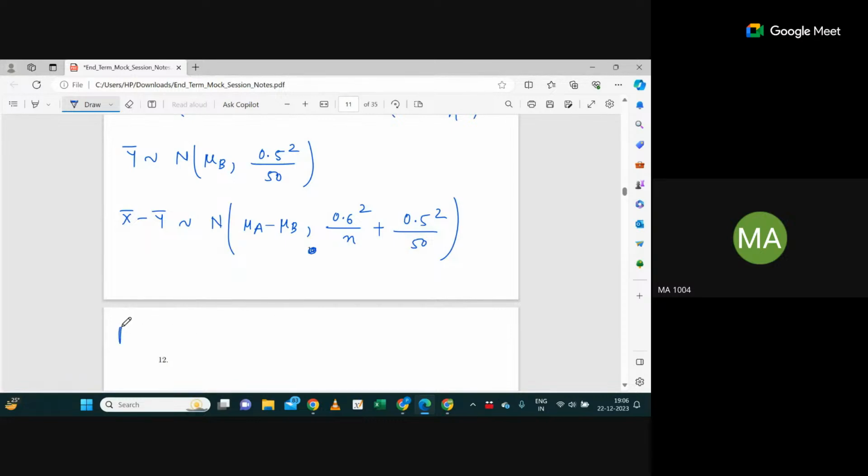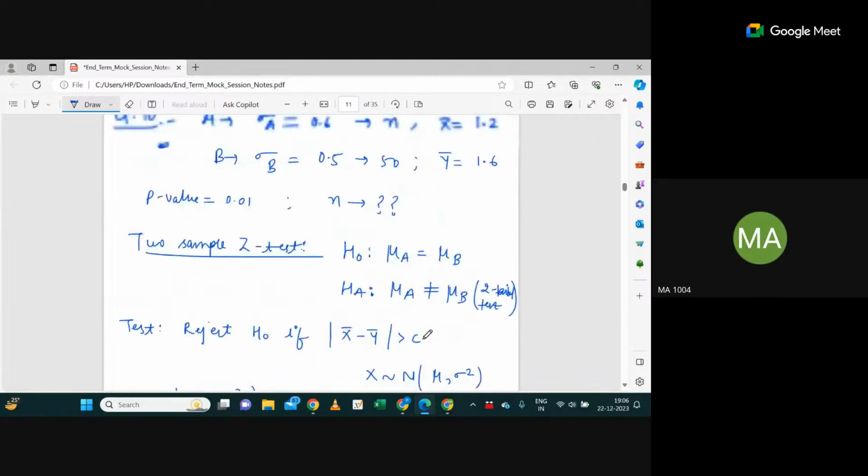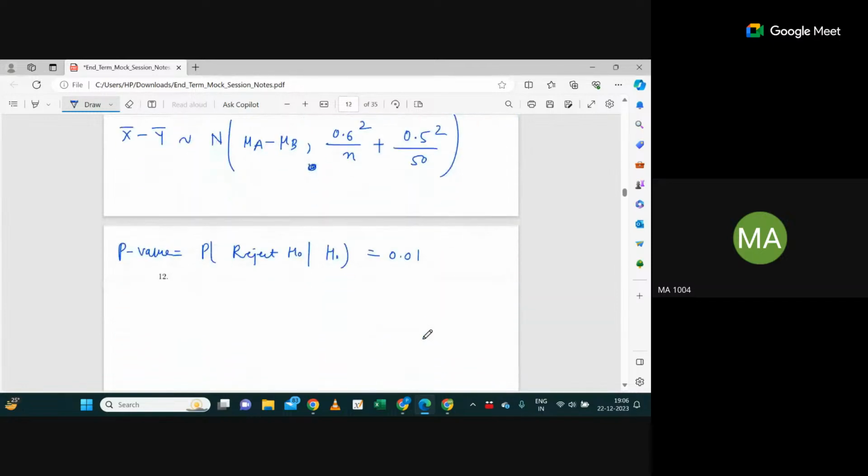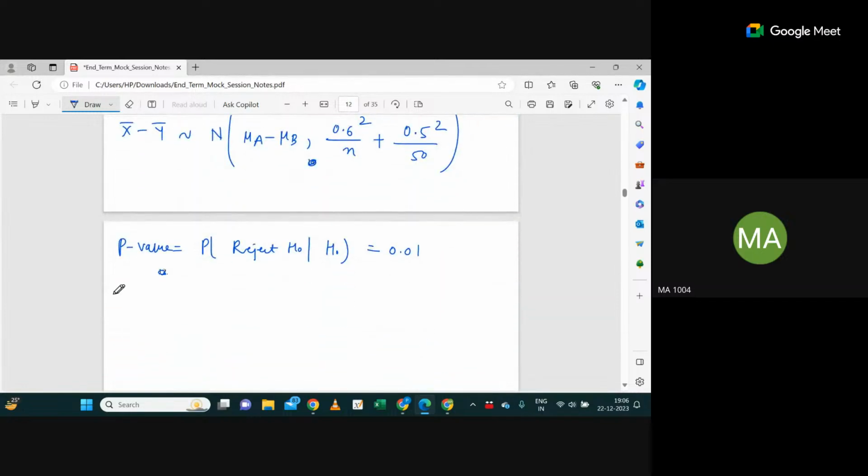Now we will use the p value, which is given to me. What is the p value? The probability of rejecting H0 when H0 is true, and this is nothing but 0.01. This is given to me. Now I will proceed with this. When I reject my H0, the modulus of x bar minus y bar is greater than some C, given H0, where I'm assuming mu A equal to mu B. So far so good.